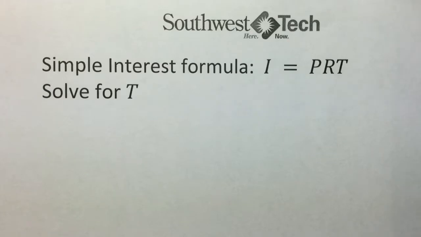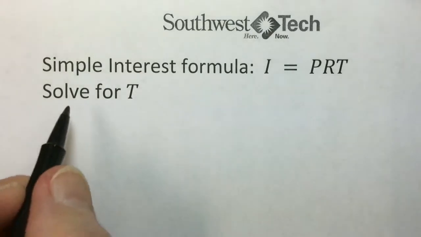To solve for a variable means to write an equivalent equation with that variable alone on one side of the equation. In this first problem, we have the simple interest formula, I is equal to P times R times T, and the instructions are asking us to solve for T.